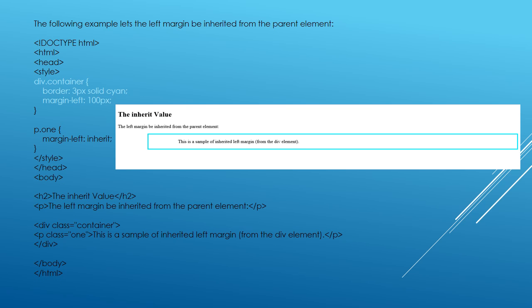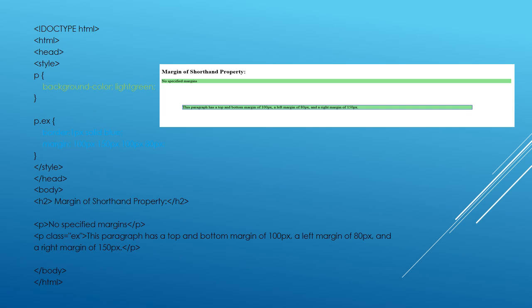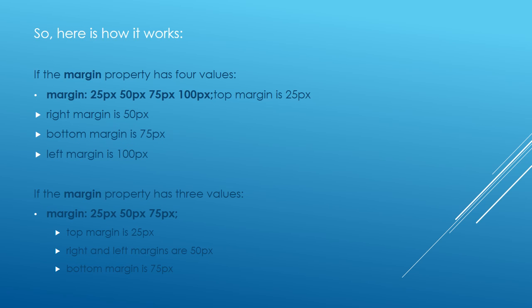The following example lets the left margin be inherited from the parent element. To shorten the code, it is possible to specify all the margin properties in one property. The margin property is a shorthand property for the following individual margin properties: margin-top, margin-right, margin-bottom, margin-left. Example of margin shorthand property.